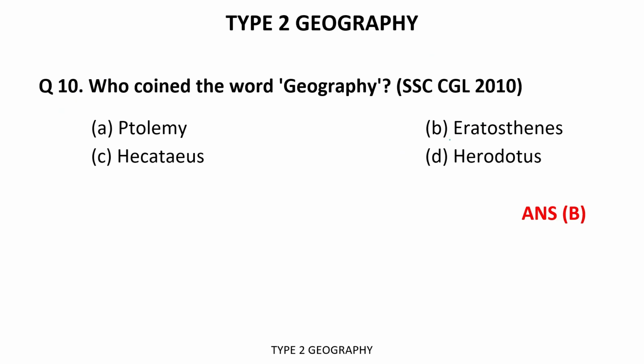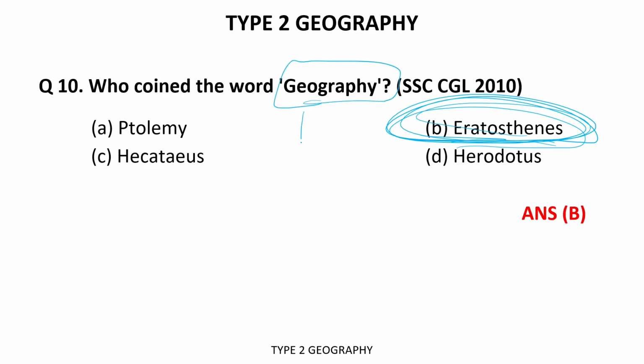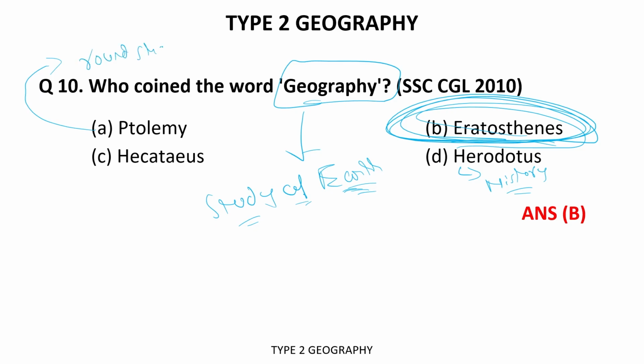Time's up. So the correct answer is Eratosthenes. Eratosthenes was the person who coined the term geography, which means study of Earth. If we talk about Herodotus, then he belongs to history and is often considered the father of history. Ptolemy is the person who mentioned the round shape of Earth.